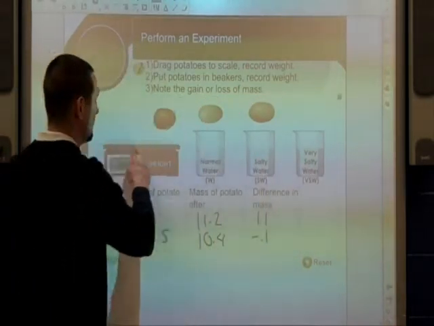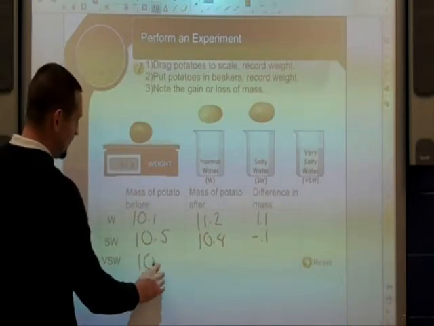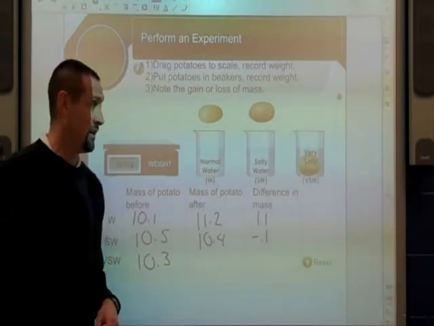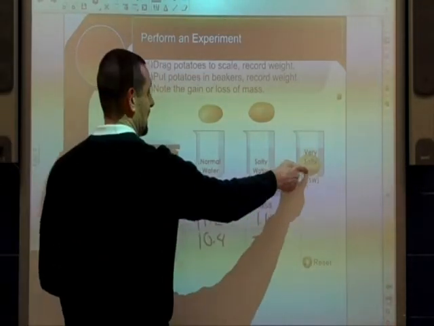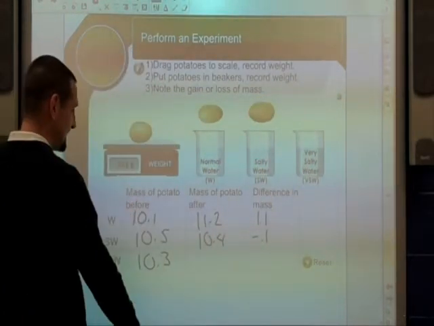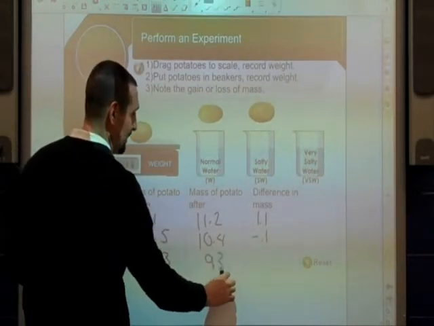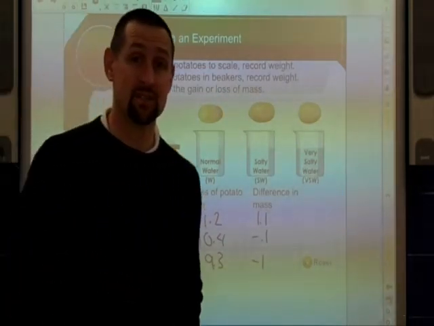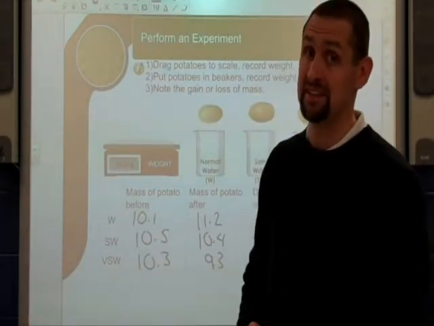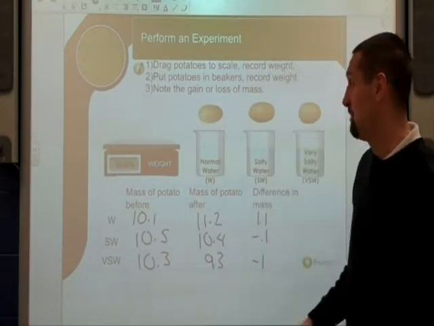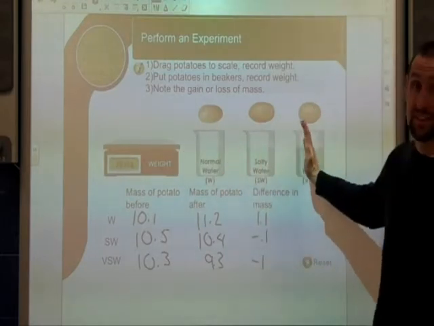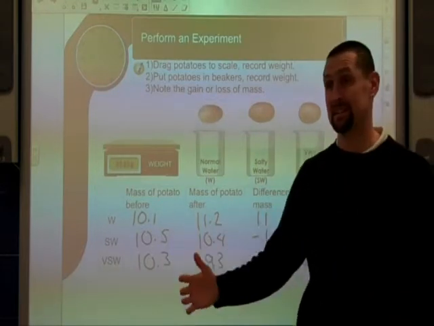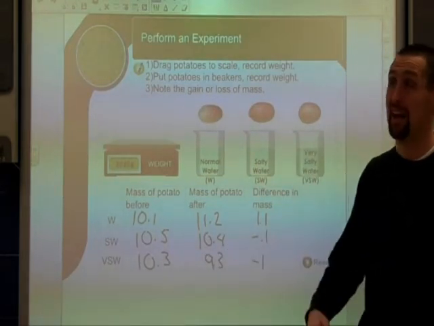What about this very salty one then? I weigh it, 10.3. I plop it into the very salty water, and I wait. After I get done, I'm going to weigh it again. In this case, it's gone down to 9.3. I've lost a whole gram. Why? Because it's very salty. Water's leaving the potato cells, entering the beaker, making my potato weigh less. So if I were to drink this, I would expect the same thing to happen to my body cells. Water would leave my body cells, and I would be more dehydrated.